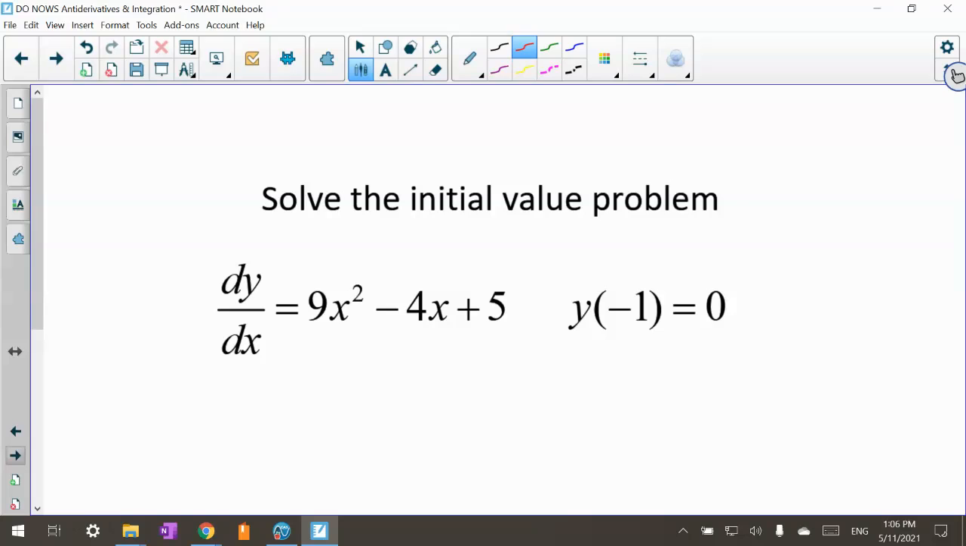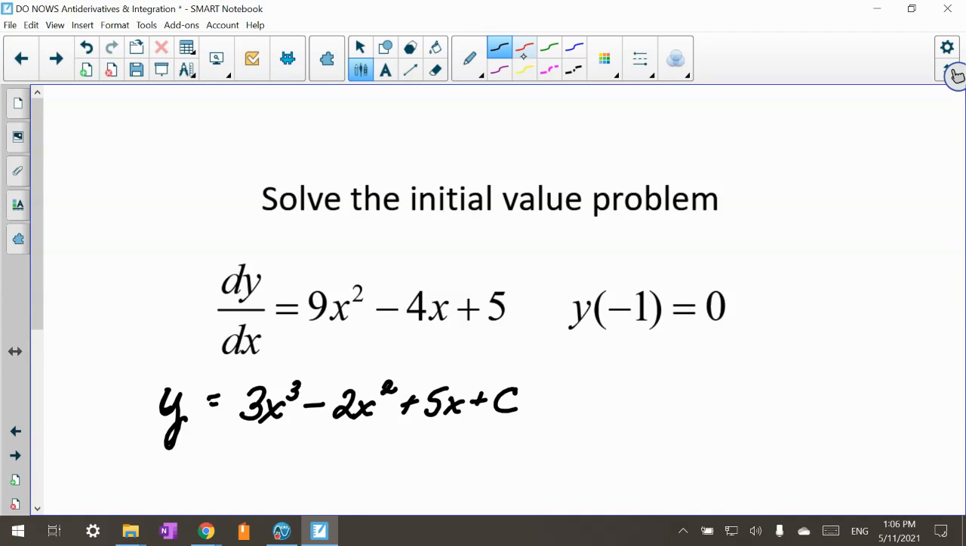Now it says solve this initial value problem. So I have the slope, dy/dx is 9x squared minus 4x plus 5, and they told us y of negative 1 equals 0. So that is the original function. So I'm going to go through and do the antiderivative of here. So I have y is going to be, add 1, do the antiderivatives, 3x cubed minus, add 1 multiplied by the reciprocal, 2x squared plus 5x plus c.